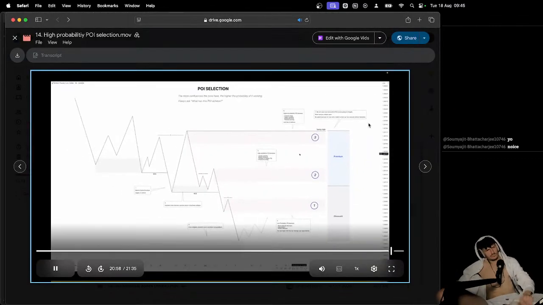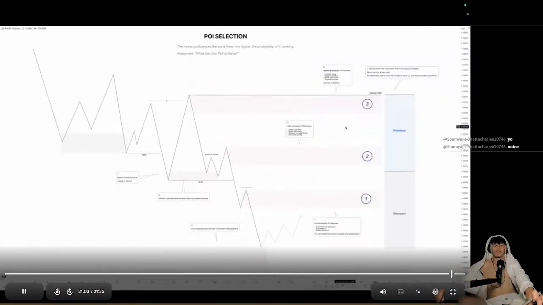And just to summarize everything, you always want to ask yourself, what has this point of interest achieved? Did it sweep liquidity? Did it break structure? Did it cause supply to demand to flip, or vice versa? Is it in discount or premium pricing? Is it pro trend, counter trend? Is it unmitigated? Is it fresh? All of these confluences will ensure that you pick the best point of interest, because the more confluences the zone has, the higher the probability of it working. Next up, we will go onto the charts and actually try to apply whatever we have learned before we wrap up this entire video.